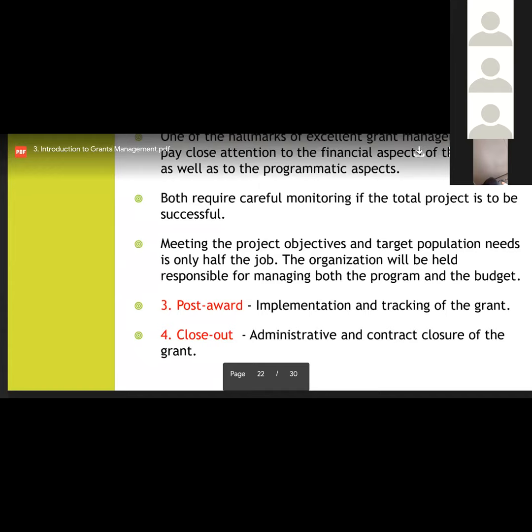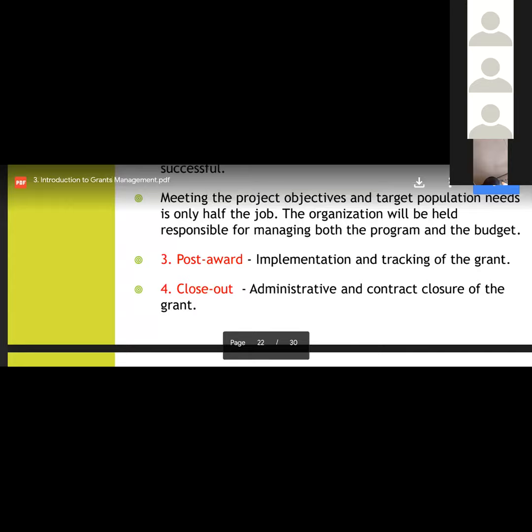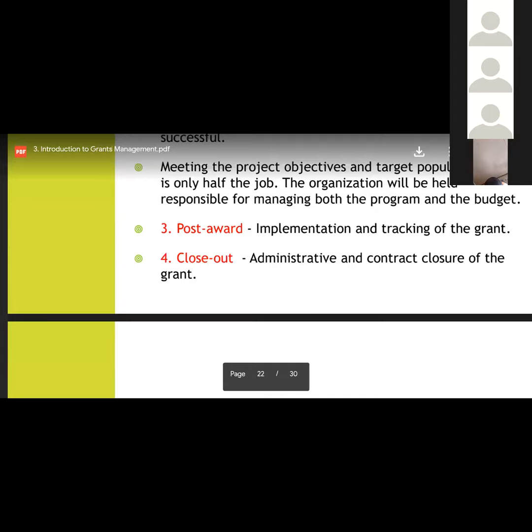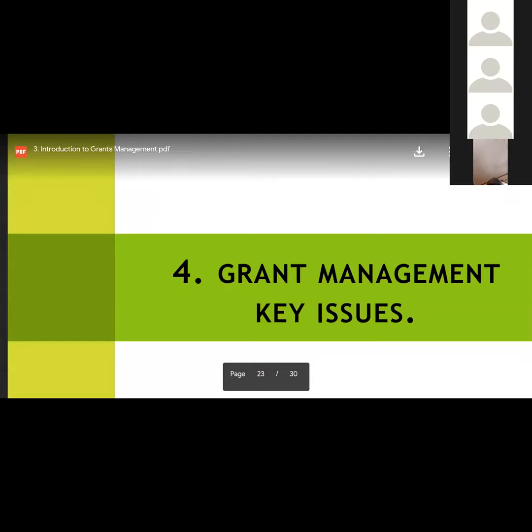Then finally, what we get is the post-award process, where implementation and tracking of the grant happens, where we get into ensuring that everything is being implemented and tracking the grant. And then we have the closeout process, which allows us to do the administrative and contract closure of the grant. And also we have the audit, where a financial audit is conducted at the very end. So those are some of the things that we emphasize in terms of the grant management life cycle, which is important for us to understand.